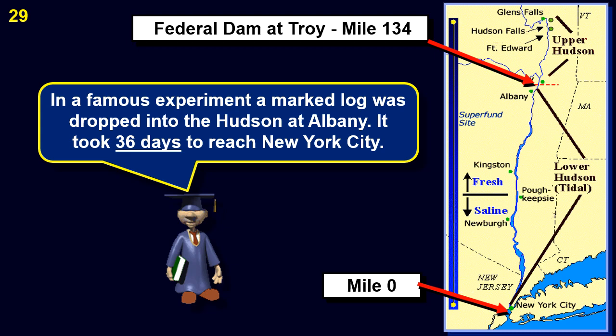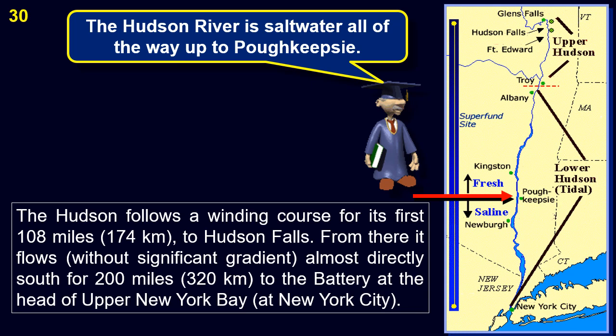The Hudson follows a winding course for its first 108 miles, 174 kilometers, to Hudson Falls. From there it flows, without significant gradient, almost directly south for 200 miles, 320 kilometers, to the Battery at the head of Upper New York Bay, at New York City.